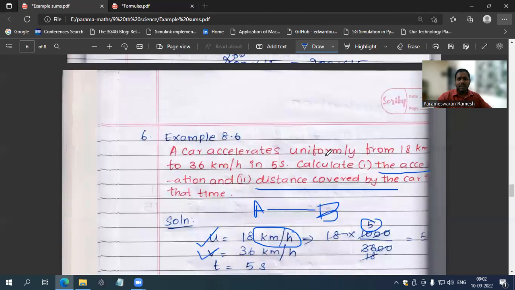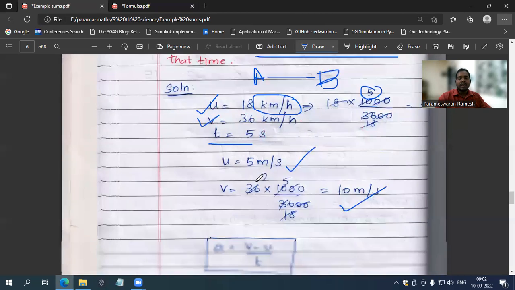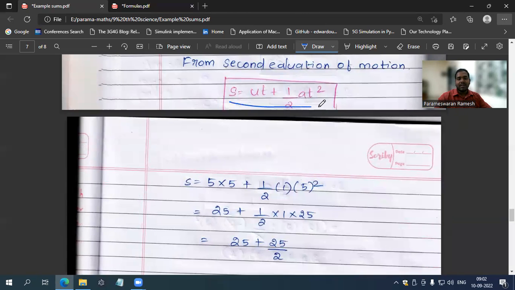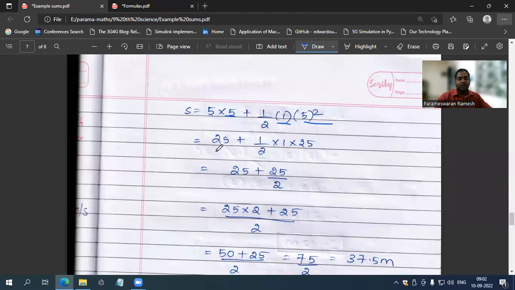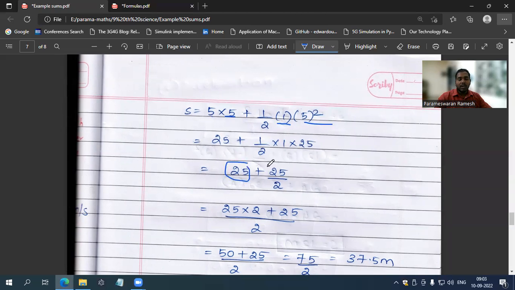Coming to the second question, they are asking the distance covered. Yes, s is the distance. The formula is s equal to ut plus 1 by 2 at square. You know the value of u, the value of a, and the value of t. u is 5, t is 5, plus 1 by 2 into 1 into 5 square. So 5 into 5 is 25, plus 1 by 2 into 1 into 25, since 5 square is 25. So we get 25 plus 25 by 2.